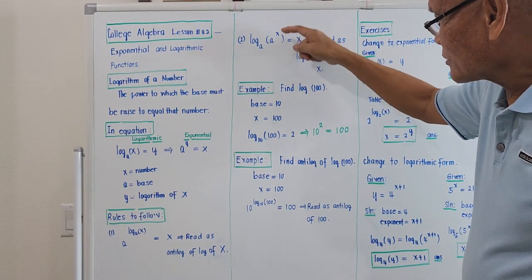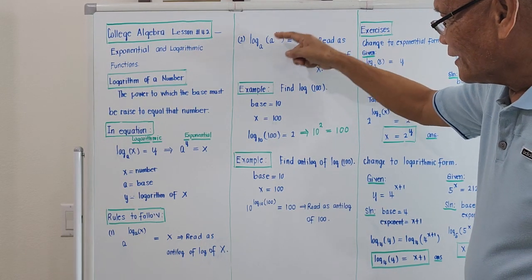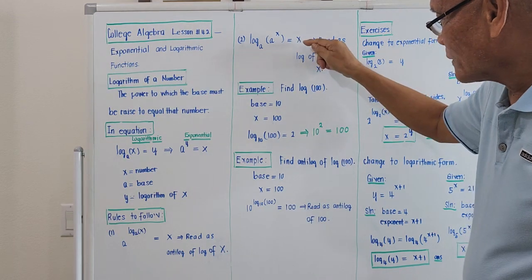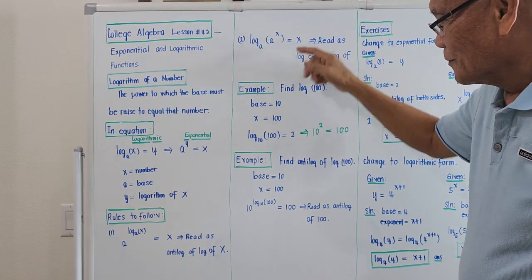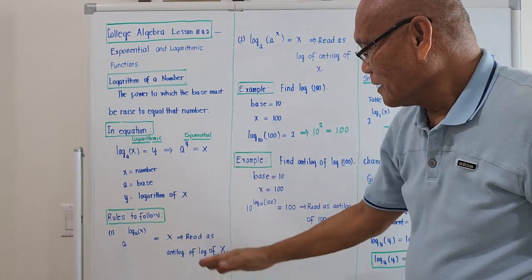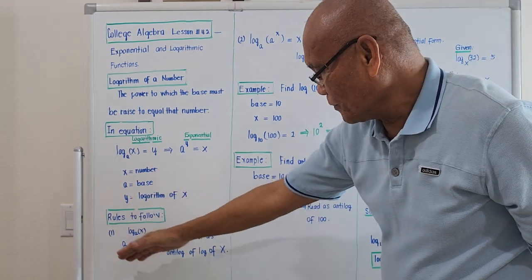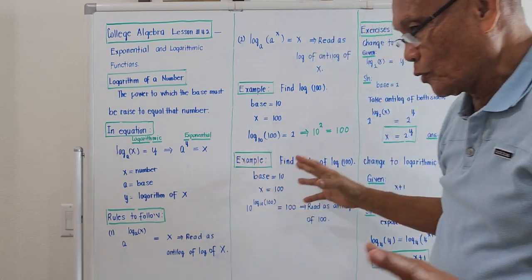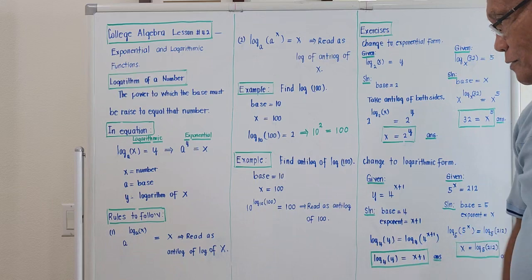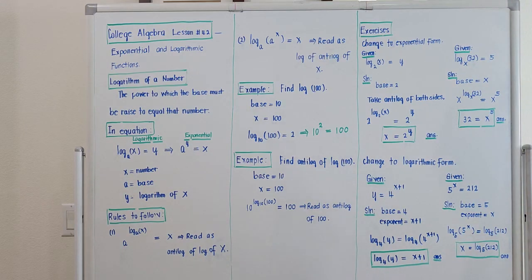A to the x is actually the antilog, right? And if we take the logarithm of that and simplify, it will simply be x. For the first one, the antilog of the logarithm of x is simply x. If you could memorize these two concepts, you will not be lost in the study of the so-called logarithmic and exponential functions. Let's bring out an example.